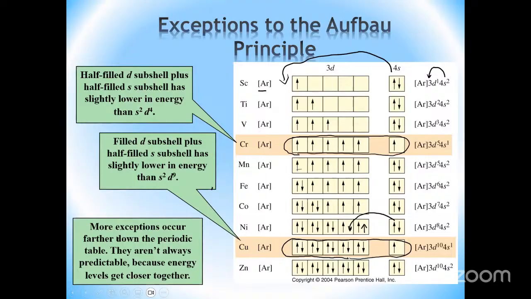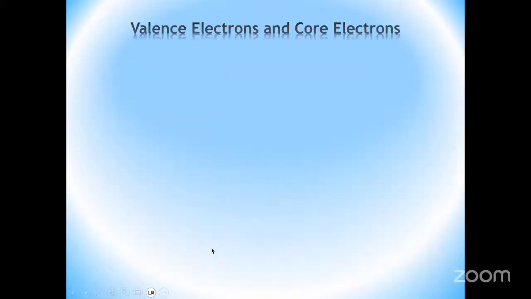And then you're going to see those exceptions also further down in the periodic table. So for example, going from, I forgot what Nb stands for, that element, to molybdenum, you're going to see a similar trend. And going from palladium to copper, you're going to see a similar trend. But the trend is not always predictable as stated here, because the energy levels are closer together the further down you get in that region of the periodic table.